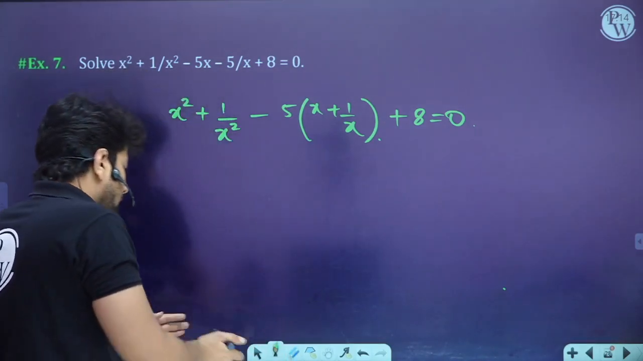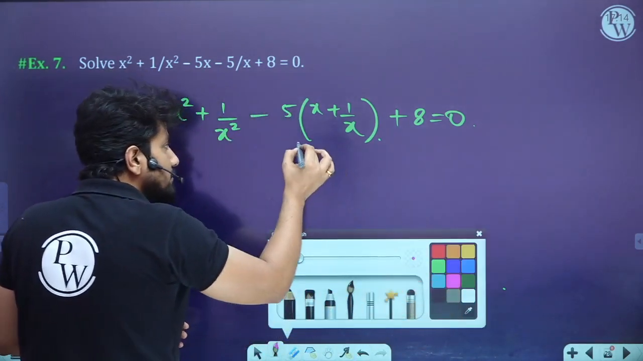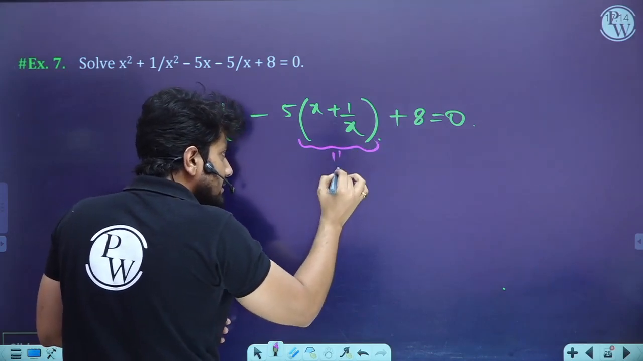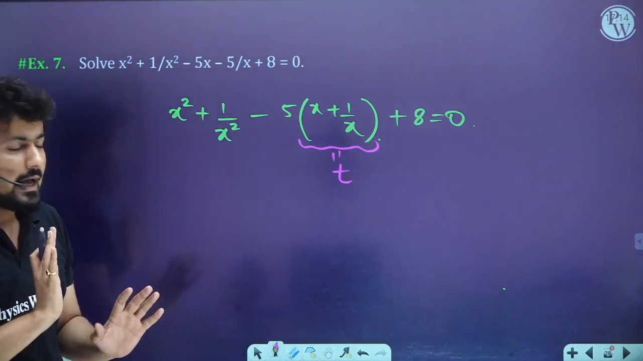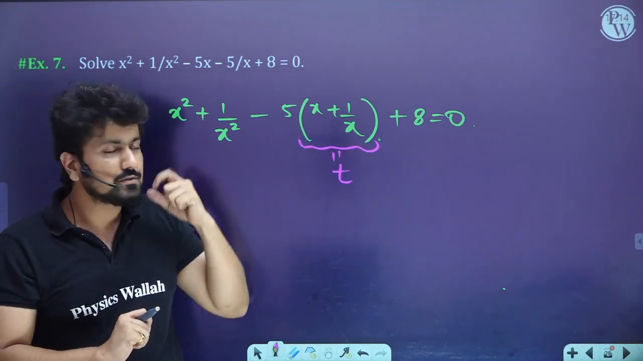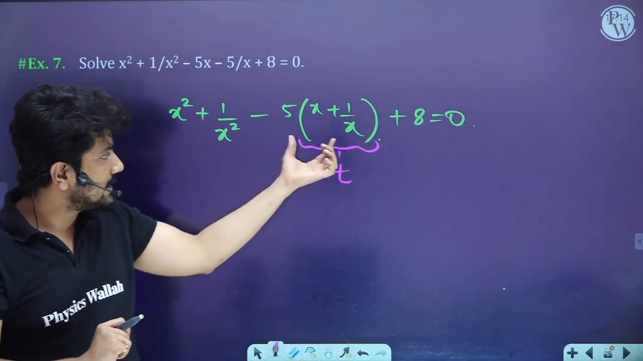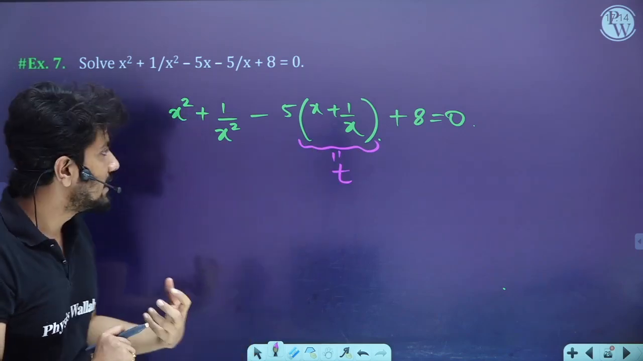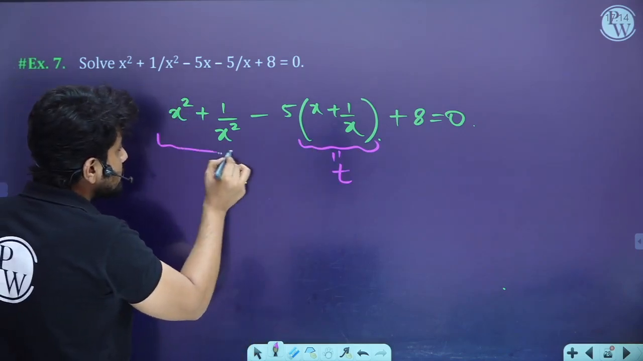See, everybody, I'm going to play with this term x plus 1 by x. I'm going to take this term as t, and I want to make this entire equation in terms of t. If I take x plus 1 by x as t, how do I write this in terms of t?